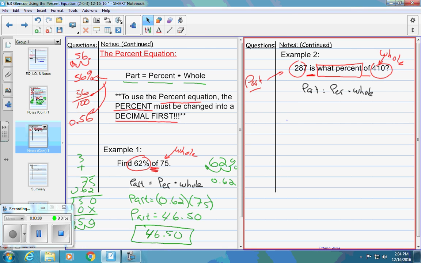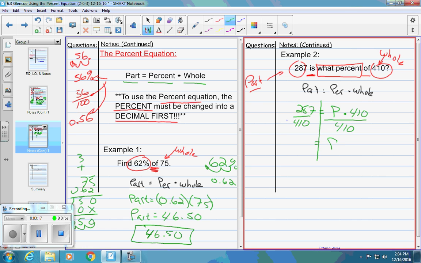Okay, so now we're going to have the part is 287. We don't know what the percent is, so I'm going to just call it P. And then we have 410. How do we get this percent by itself? We're going to divide both sides by 410. So we have this P equals, and I'm going to let you use your calculator right now. What'd you get? Yeah, you're right, 0.7.